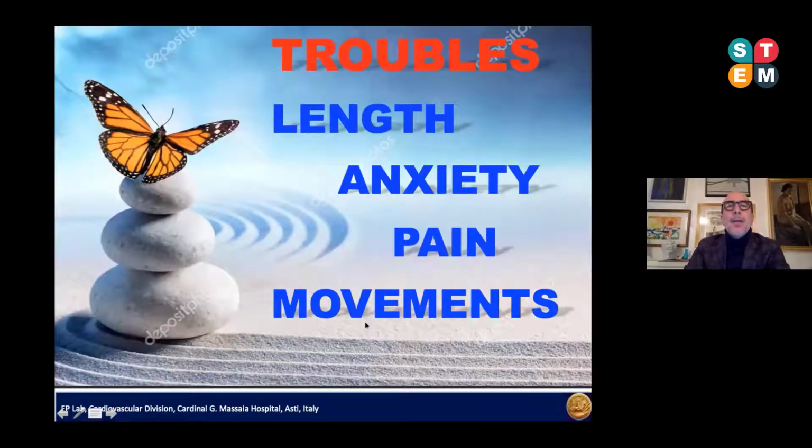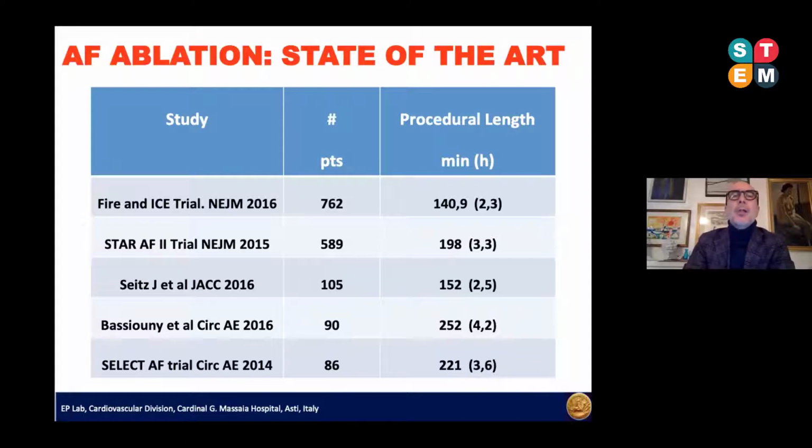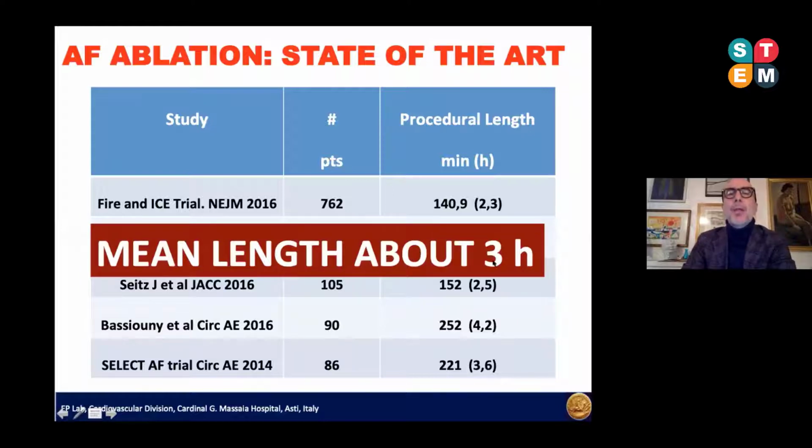And in this case, considering the electrophysiological field, I think in every situation, you have to face some trouble. That may be the length of the procedure, the anxiety related to the procedure itself, and consequently the pain that the procedure may produce, and above all also the movements that the patient may have on the operative bed. For example, just considering atrial fibrillation ablation, which is, I think, one of the most widely used in the world, considering some recent reports, you may see here that the mean length of this procedure is about 3 hours.